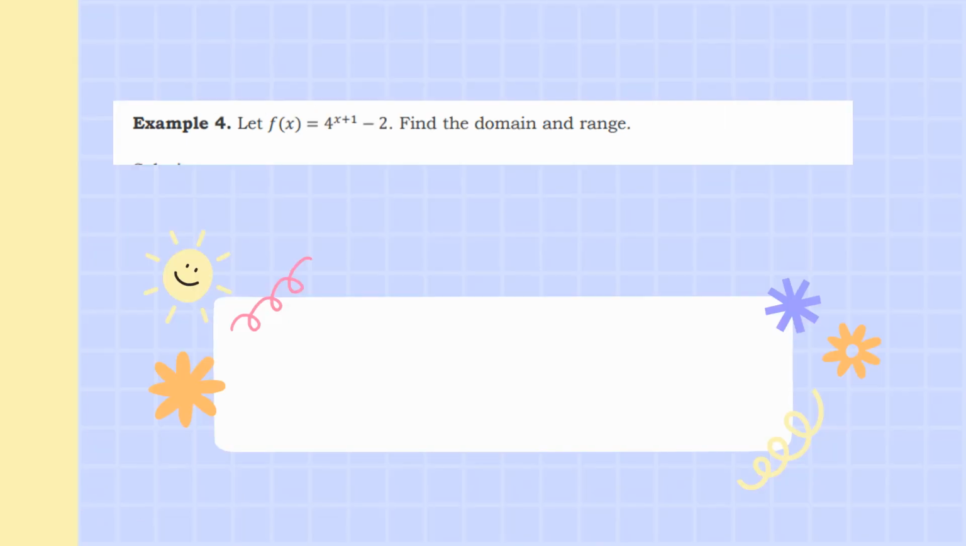Number 4. Let f of x is equal to 4 raised to x plus 1 minus 2. And let us find the domain and range. With this kind of given, we'll be using the property of the exponential function that f of x is equal to a times b raised to p of x plus h. B an exponential function where p of x is linear.